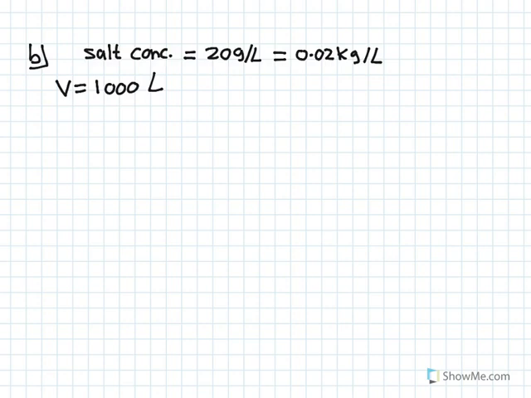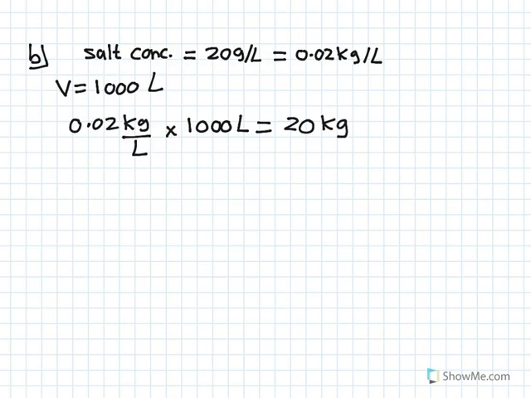So, let's reformulate the question and find the time when the mass of the salt in the tank will be 0.02 kilograms per liter, that's the concentration of salt in the tank, multiplied by the volume of the solution, which is 1,000 liters. So the question is, when will the concentration be reduced to 0.02 kilograms per liter? That's the same as saying, when will the mass of the salt in the tank be 20 kilograms? 0.02 times 1,000, that's 20 kilograms.